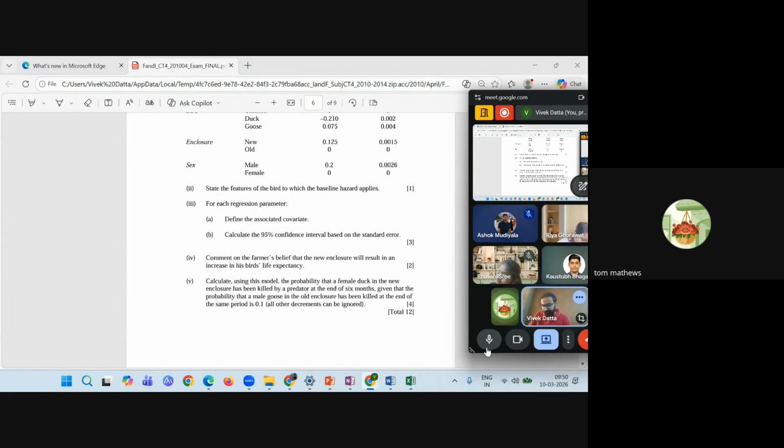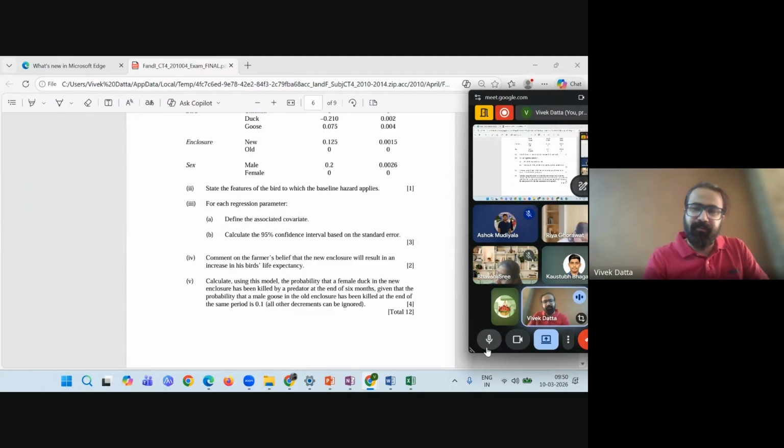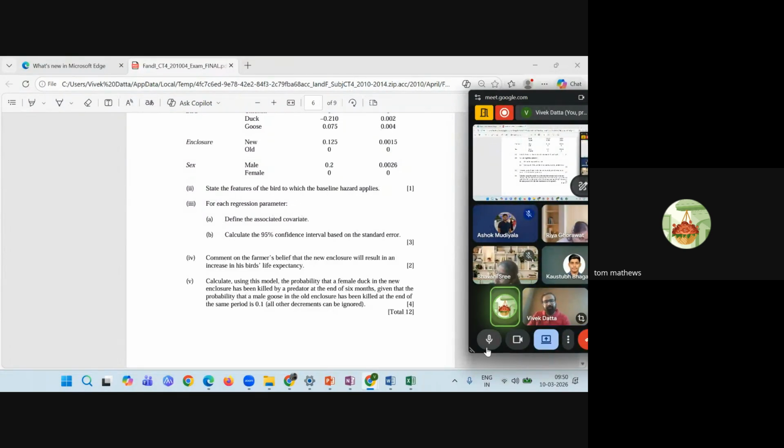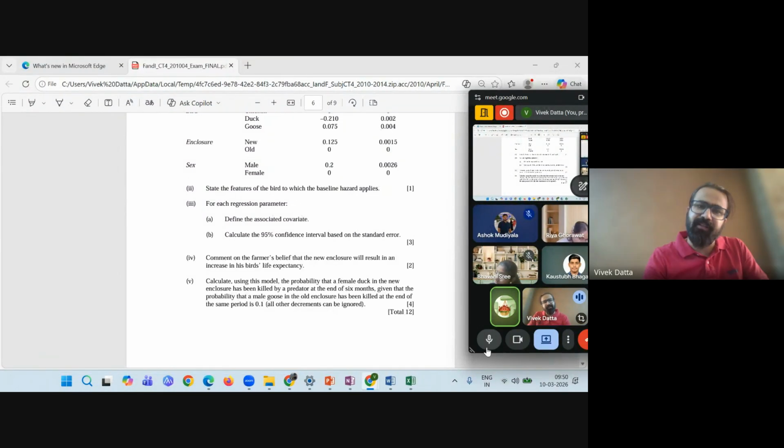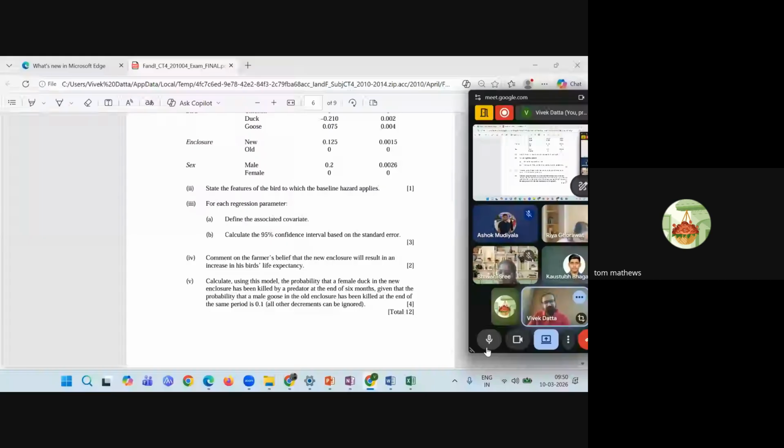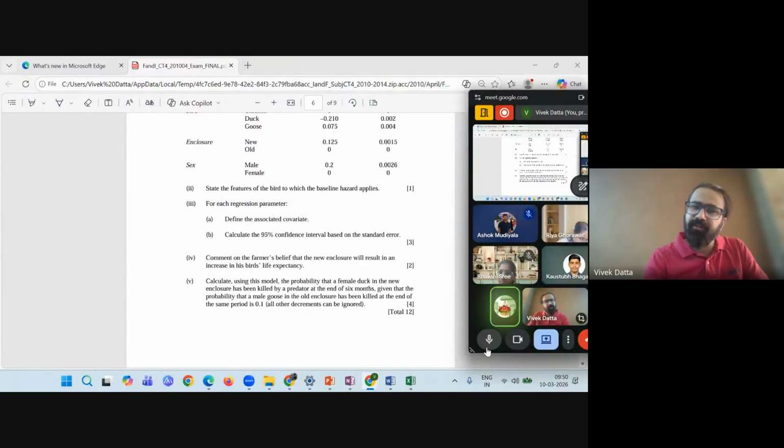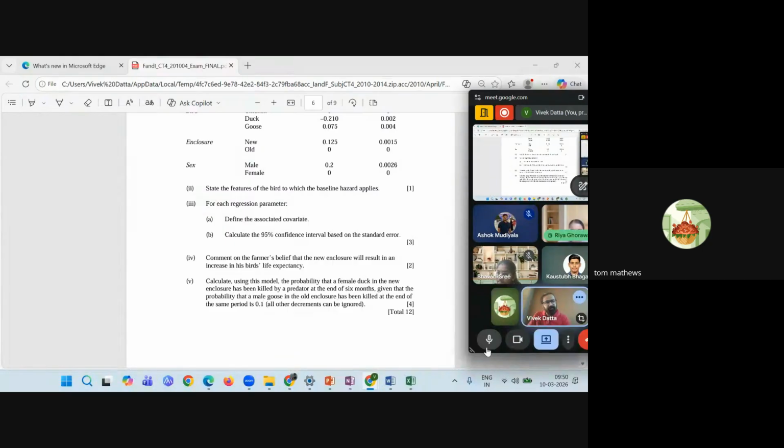The first one, chicken is the baseline reference. Chicken is the baseline. Second is bird. Baseline is covariance. Only chicken is the baseline, nothing else. How? Tell me. We are taking chicken only into consideration. No, that we have given.